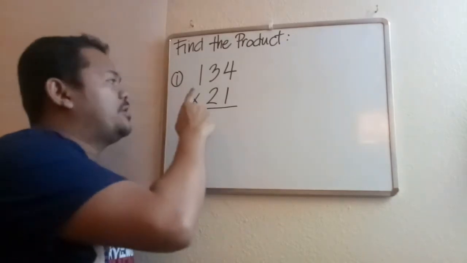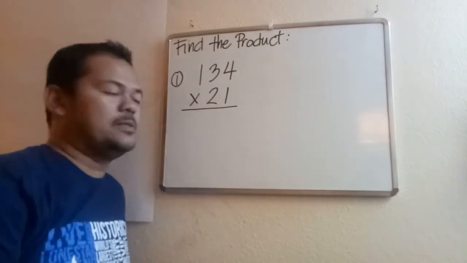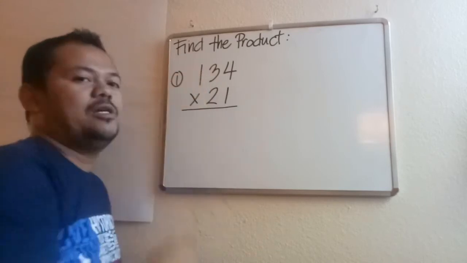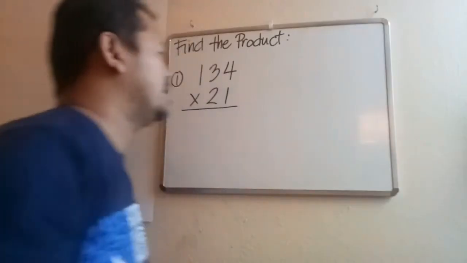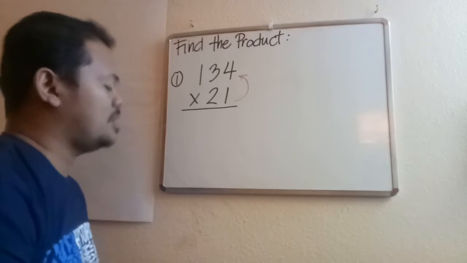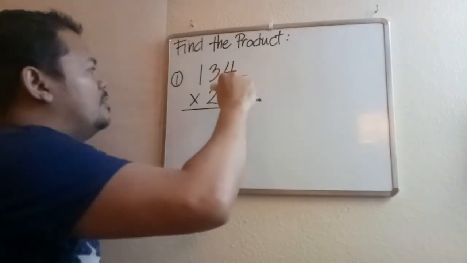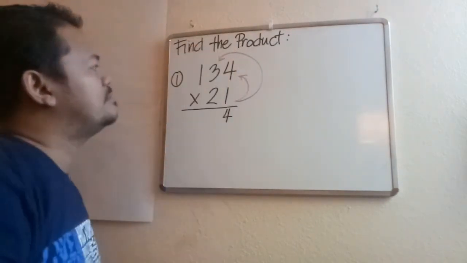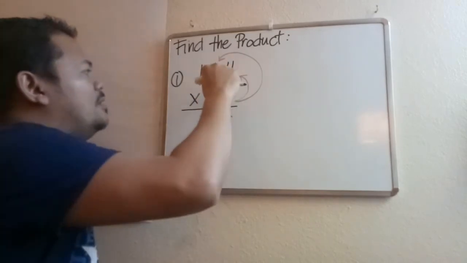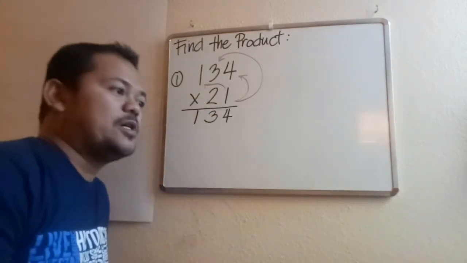This problem, 134 times 21. So we got here our multiplier 21. Let's start first with multiplying 1 as our multiplier to your multiplicand. So we got here 1 times 4 equals 4. Next is 1 times 3 equals 3. Last one is 1 times 1 equals 1. There you go. That's for your first digit multiplier.